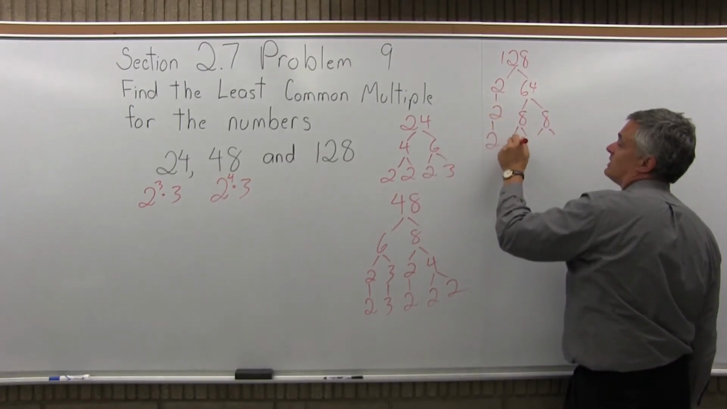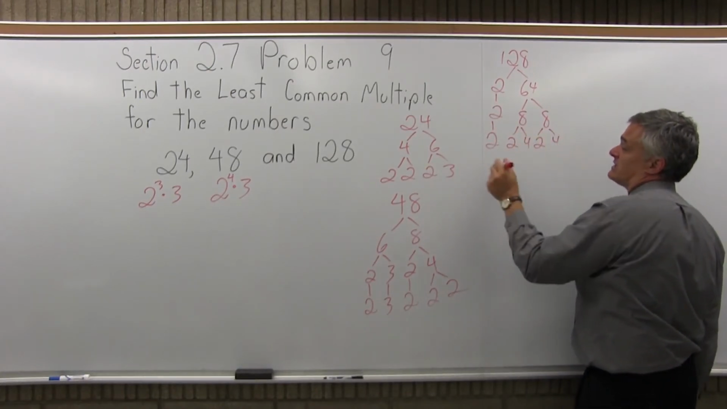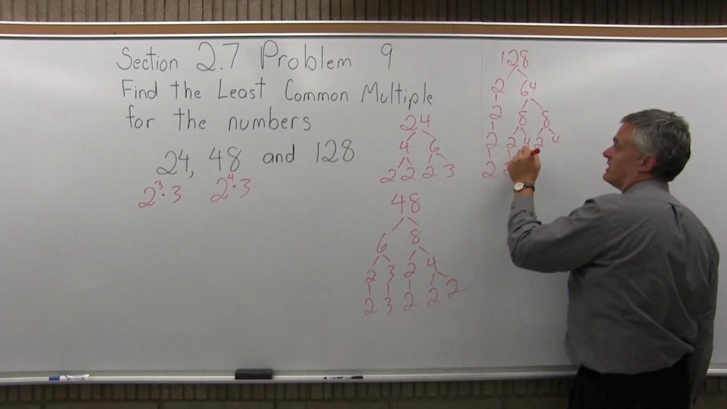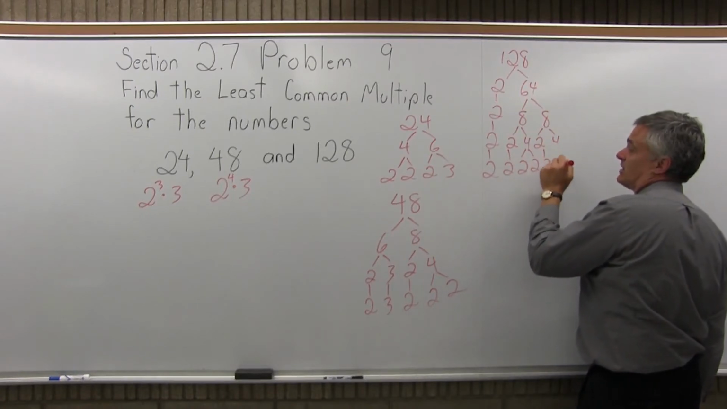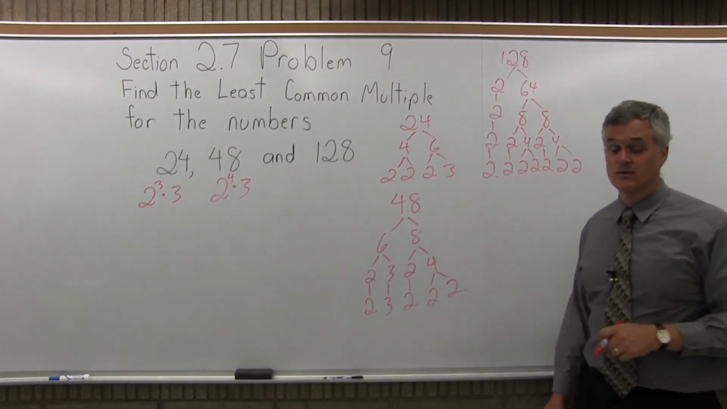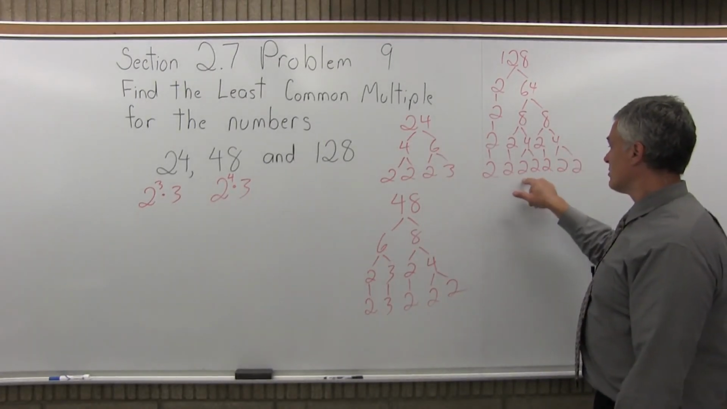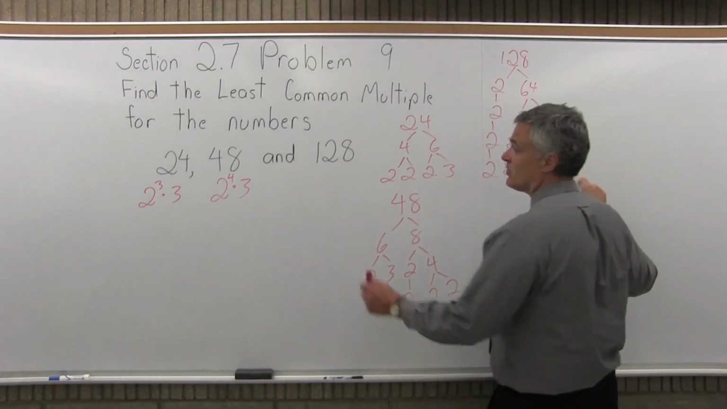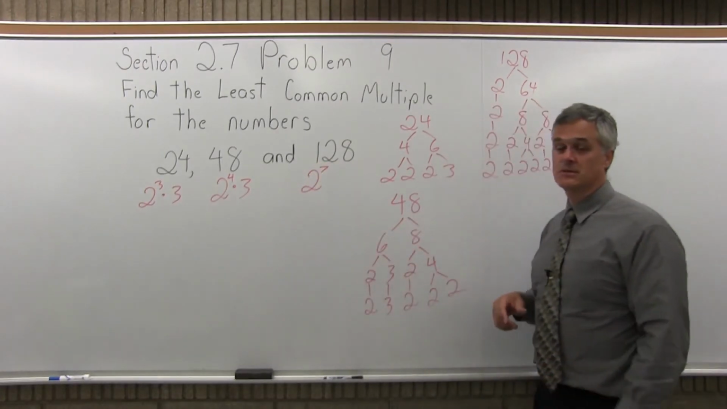Each 8 will split into 2 times 4. And then the 4s I can split again. So I have a 2 that comes straight down, another 2 that comes straight down, the 4 that splits 2 times 2. There's another 2 that comes straight down, and finally there's a 4 at the end that splits into 2 times 2. So how many 2's? Everything's a 2, no other primes. So 1, 2, 3, 4, 5, 6, 7. So 128, the prime factorization is 2 to the 7th power.